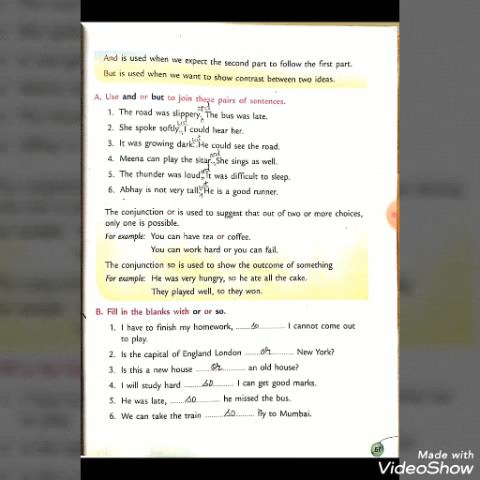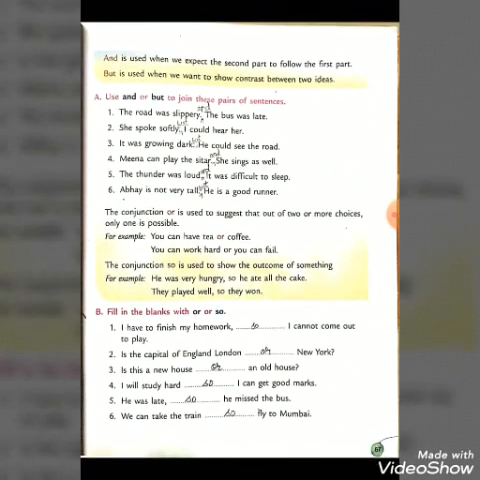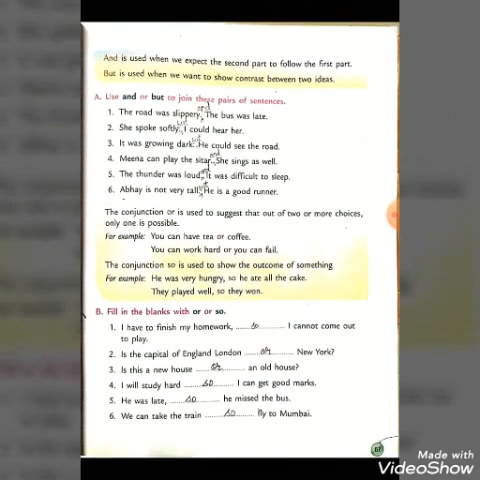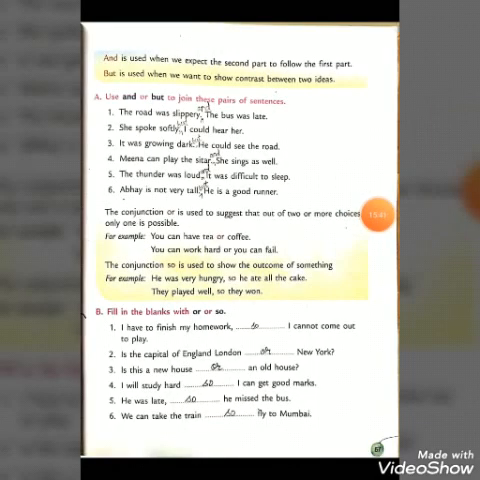Meena can play the sitar and she sings as well. Here also we have used the conjunction "and": Meena can play the sitar and she sings as well. Now the fifth one: the thunder was loud and it was difficult to sleep. Here the first part is followed by the second part.